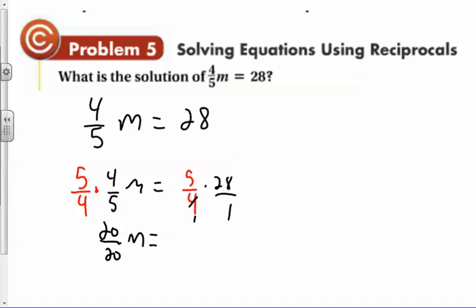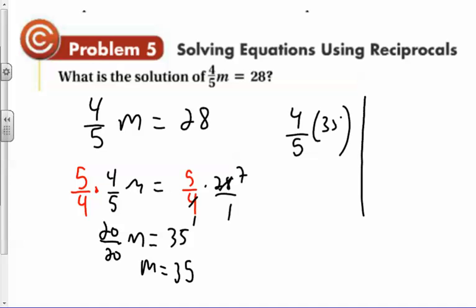I can take that 1, and 7 times 4. So 7 times 5 is 35. So m is 35. Then what I can do is go back and plug this into my letter m and see, is this equal to 28? Well, 5 goes into 35 7 times. 7 times 4 is 28.